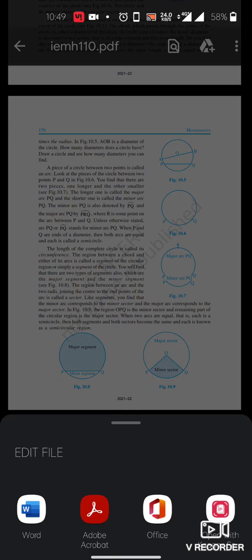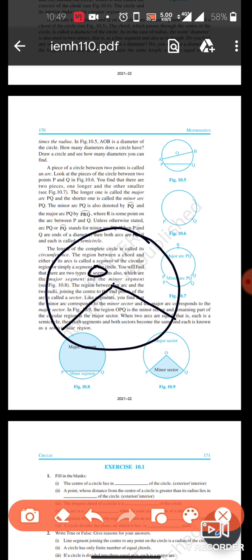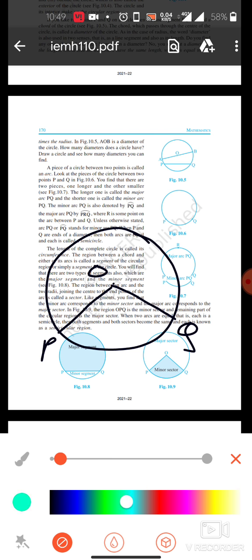Next is the sector of a circle. Now what is a sector of a circle? Suppose again you have a circle with a center over here, that is O. Suppose I want to make two radii in this circle, that is OP and OQ. Okay, so the two radii along with the arc of a circle is known as a sector. Whatever area these radii cover, this much area is known as a sector.